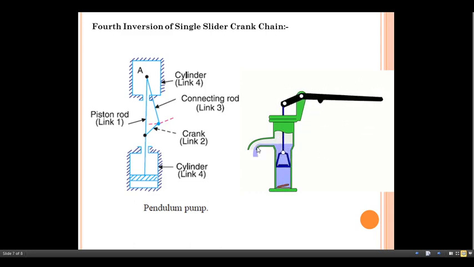I hope that in today's lecture, the inversions related to the single slider crank chain have been discussed clearly to you. Thank you.